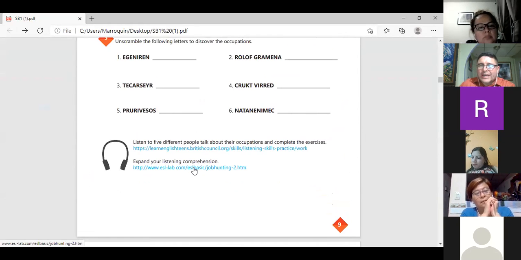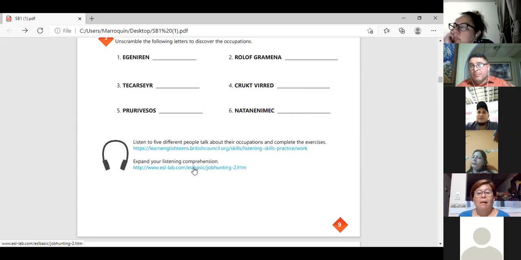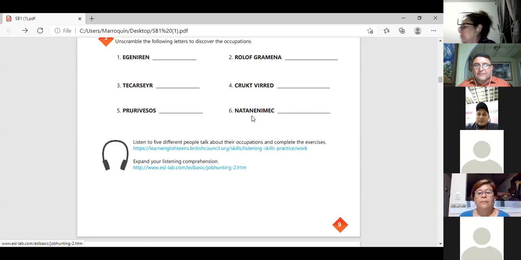Hay algunos links que son buenos, pero son muy exigentes para hacer un básico 1. Son buenos quizás para un intermedio, un avanzado. Entonces no quiero mandarlos a un sitio donde no van a comprender qué es lo que les están pidiendo que hagan. Entonces, algunos de ustedes pueden que lo hagan, pero la idea es de que ustedes practiquen con material que se sientan cómodos y donde se sientan desafiados.